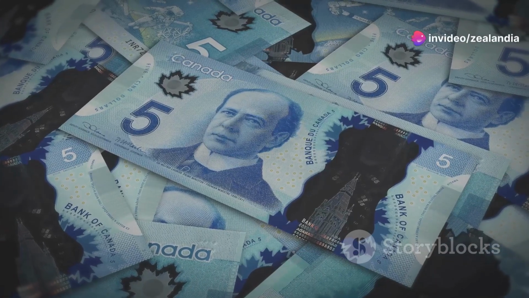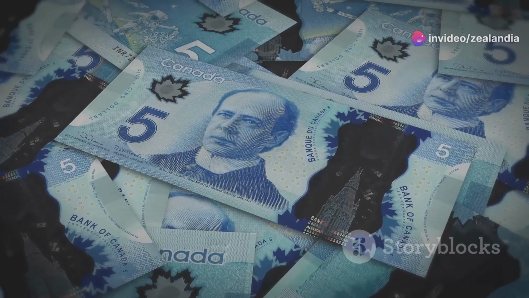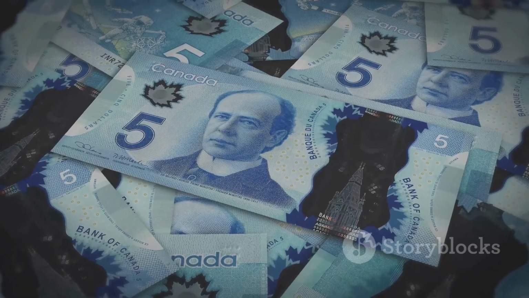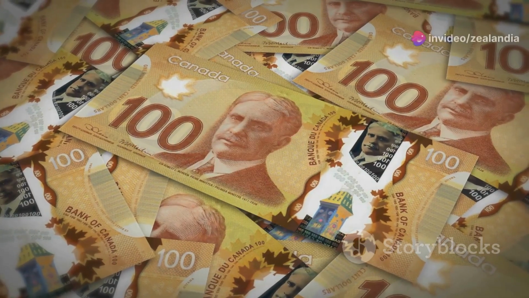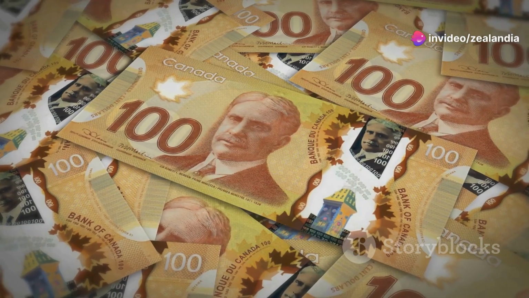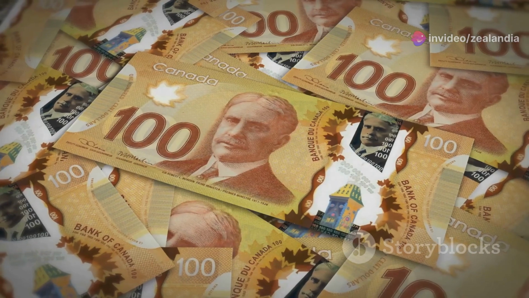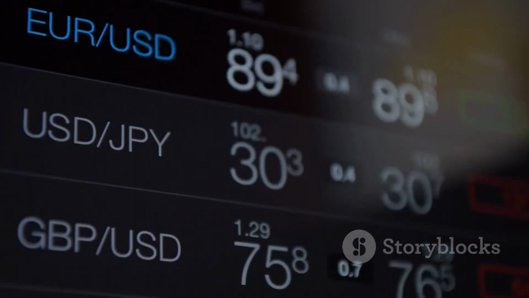Just 2 years later, in 1935, the Bank of Canada was established. From that point onwards, it became the sole issuer of currency in the country. This was a pivotal moment in the history of the Canadian dollar, as it marked the transition from a gold-backed currency to a fiat one, a currency whose value is derived from the trust and confidence of its users. But the journey didn't stop there.